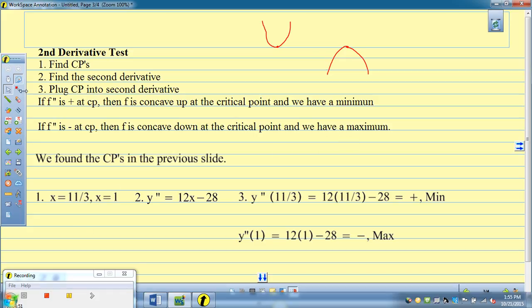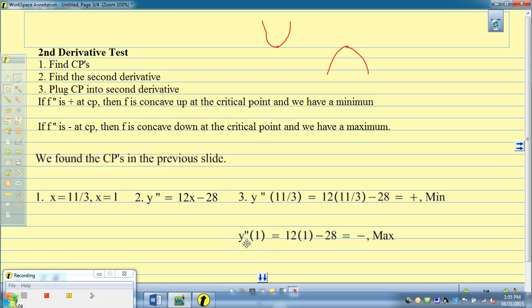So doing this for the problem that we started on the previous slide, we found our critical points to be 11/3 and 1. And our second derivative is 12x minus 28. So we will plug 11/3 into 12x minus 28. We get a positive value, which means at that critical point we have a minimum.